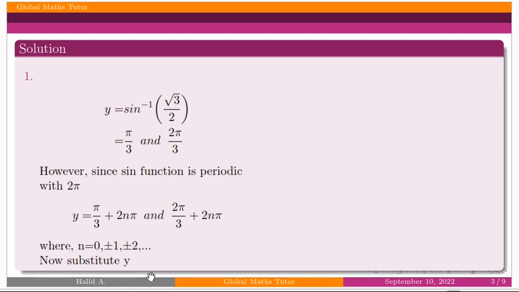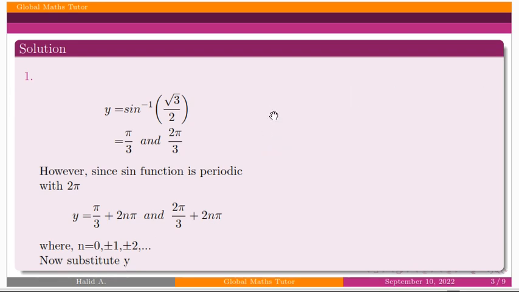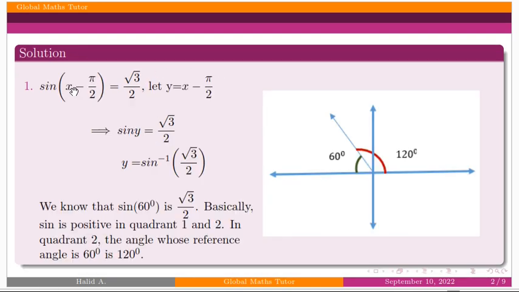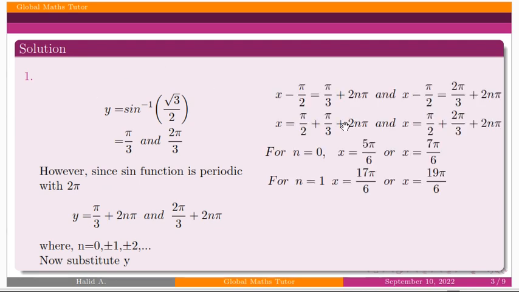So let's substitute back y by x minus pi over 2, since the question is sine of x minus pi over 2. Because y has a value of pi over 3 plus 2n pi, x would be, this side will be plus, so pi over 2 plus pi over 3 plus 2n pi, and for this one it will be pi over 2 plus 2 pi over 3 plus 2n pi.